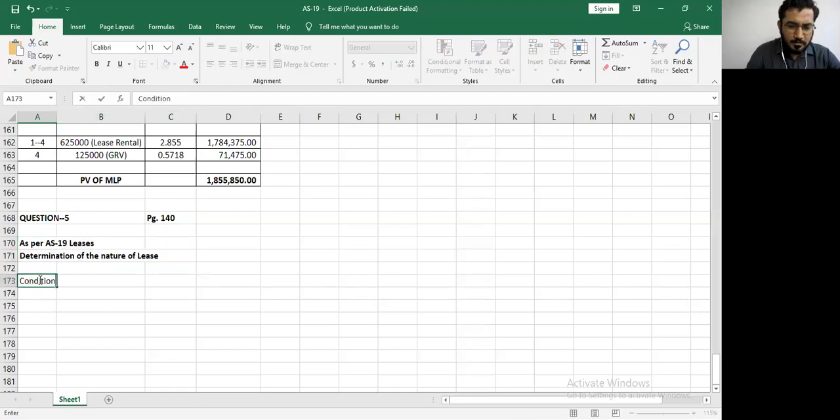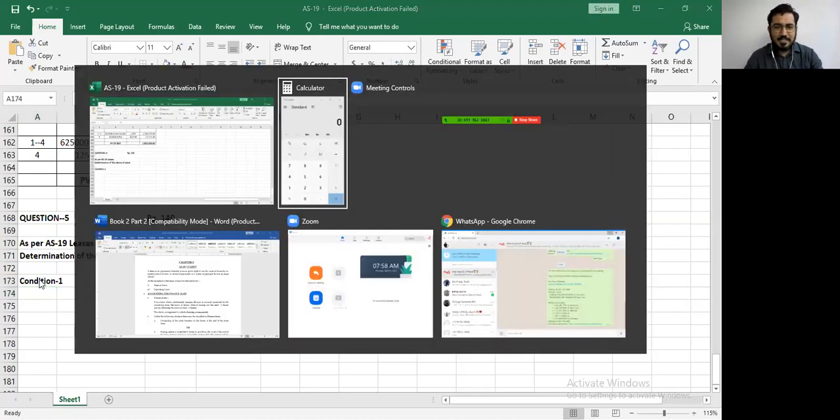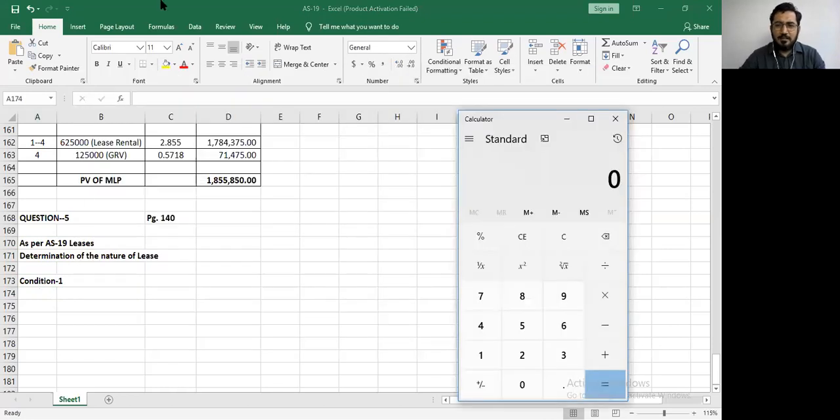Condition 1. Let's go to condition 1. Condition 1 says that ownership of the asset should transfer from the lessor to the leasee. Does that happen in this case? Yes or no on your chat box. Is the ownership transferring from lessor to the leasee? In this case, no, it is not transferring.